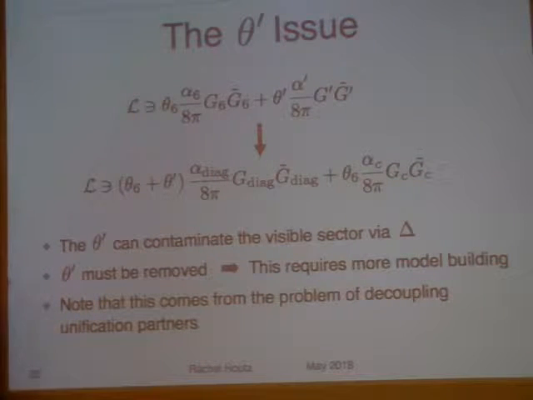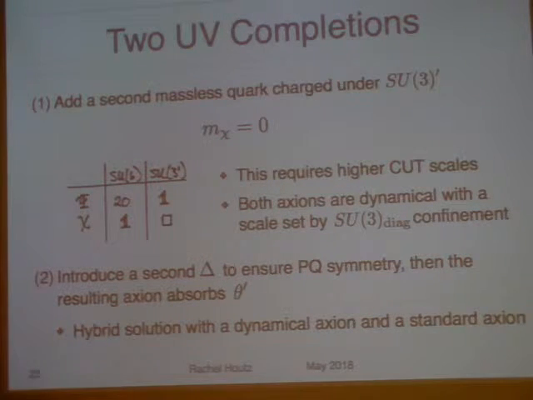This requires even more model building, but I will take this moment to remind you that all of this is really stemming from the problem of decoupling the partner fields in unification. So still, all this model building is just trying to decouple these tilde partners. In order to do this, we propose two UV completions.